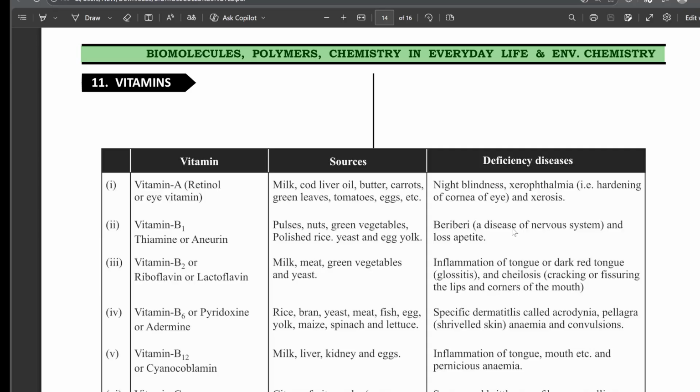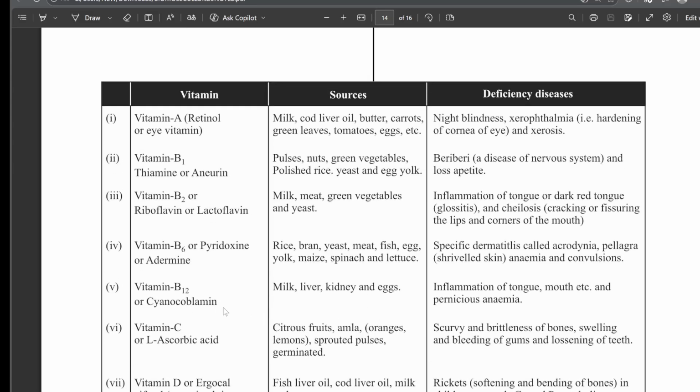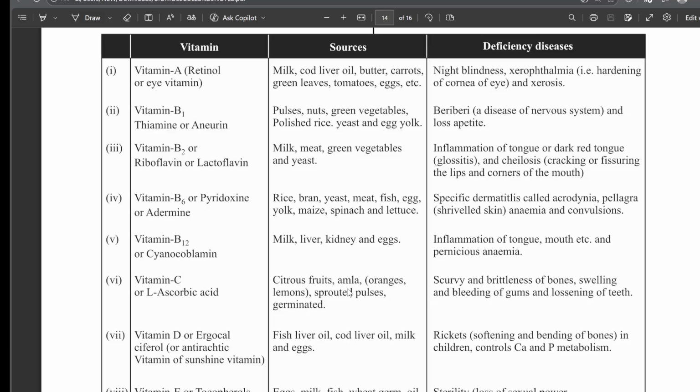Vitamin B1, also known as thiamine, can be obtained from the given sources, and its deficiency causes beriberi and loss of appetite. Vitamin B2, its deficiency causes inflammation of the tongue and cheilosis. Vitamin B6, its deficiency causes convulsions and dermatitis. Vitamin B12 or cyanocobalamin, its deficiency can cause inflammation of the tongue and mouth and pernicious anemia.